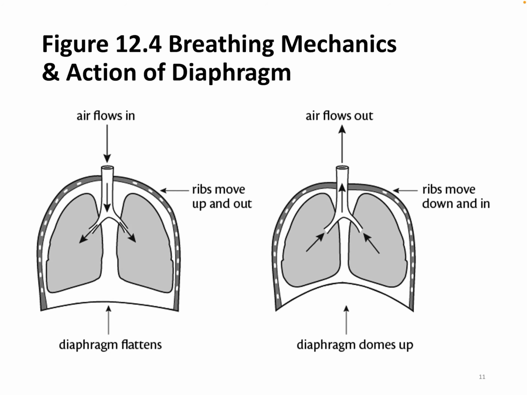So figure 12.4 shows our diaphragm. We've got our diagram here, and when the diaphragm contracts, it flattens, and that's going to increase the volume within the thoracic cavity. It's going to decrease the pressure and allow air to flow in. And then when our diaphragm relaxes, it's going to return to its parachute or dome shape. It's going to decrease the volume within the thoracic cavity, and it's going to force air out.